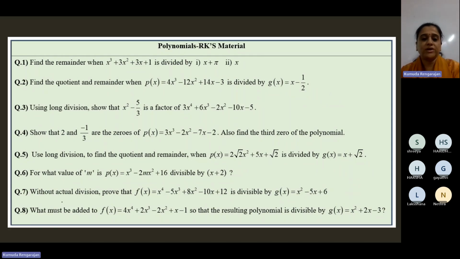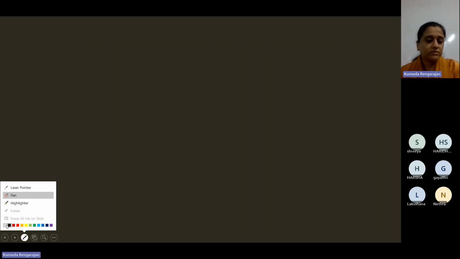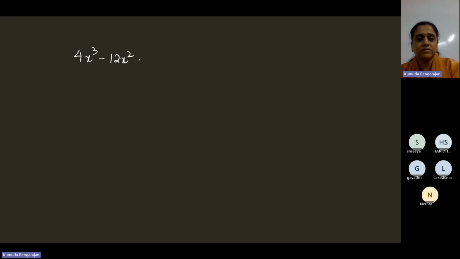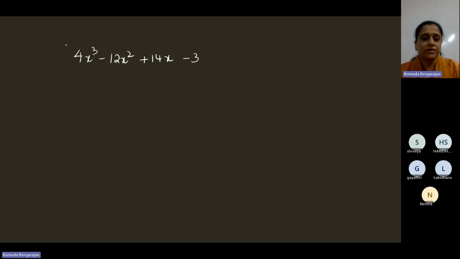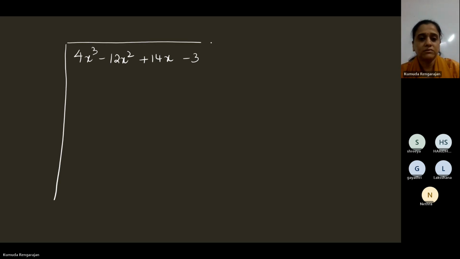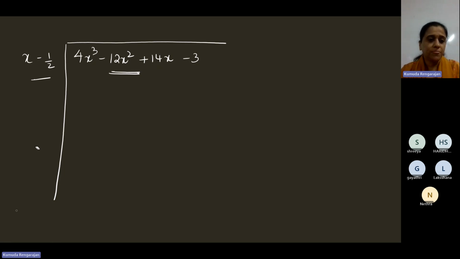Okay. So 4x cubed minus 12x squared plus 14x minus 3 is divided by x minus half. Now we're going to divide p of x by g of x to find the quotient and the remainder. To find the quotient and the remainder. Okay, we'll do it together.